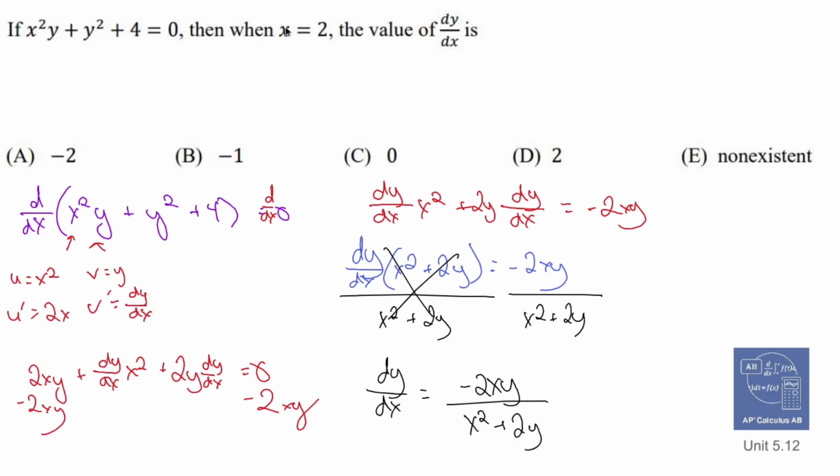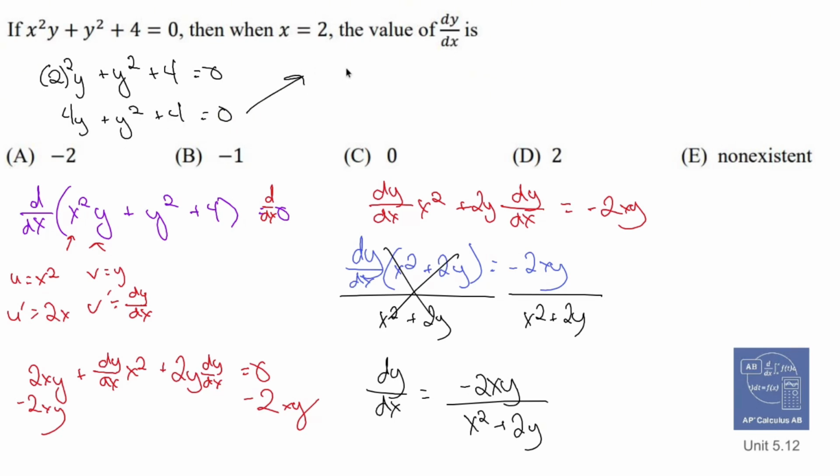Now I have to plug in x equals 2. Oh no! I don't know what y is. Oh, but you know what I can do? In order to find y, I could just plug 2 into every x here and solve for y. All right, so instead of x squared, I have 2 squared y plus y squared plus 4 equals 0. So 4y plus y squared plus 4 equals 0.